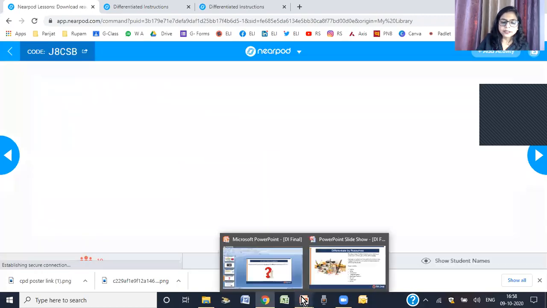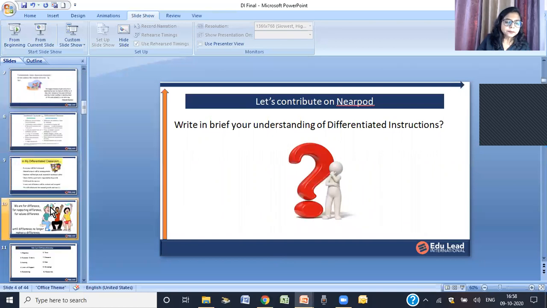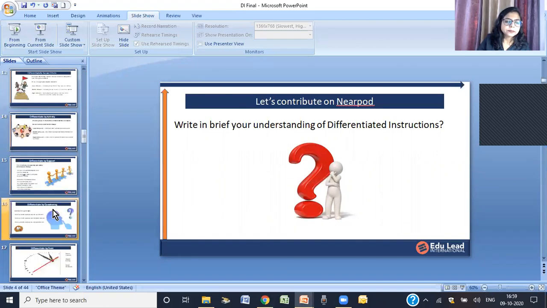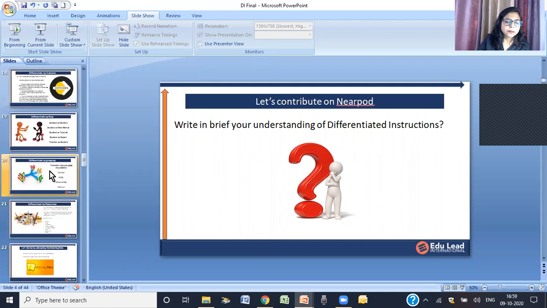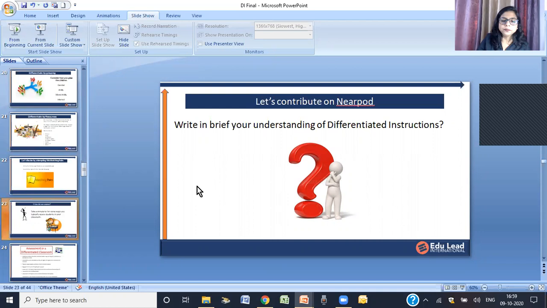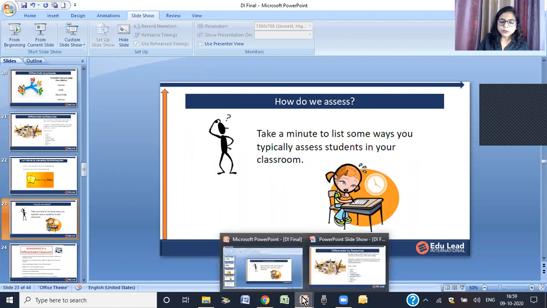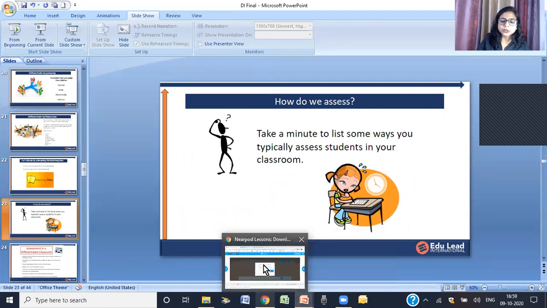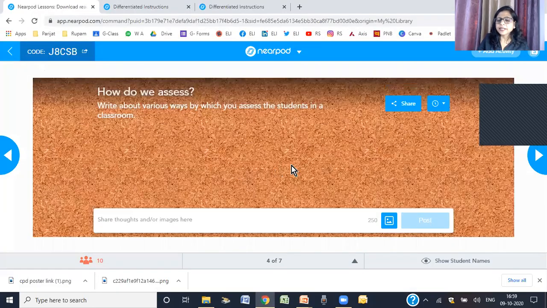And the next question for you is, take a minute to list some ways you typically assess students in your class. Okay, so right now what you have to think about is, how do you assess your students inside the class? What are the various ways by which you do assessment inside the class?